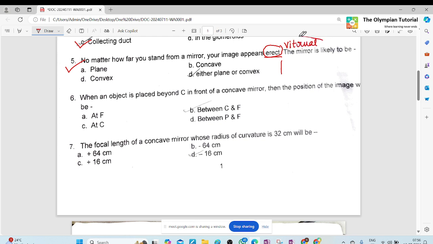These both terms are always interconnected. So, in which mirror will you always get an erect image? Ma'am, plane or convex. Plane and convex. Plane mirror, which we have at our home, and convex we use in back mirrors, rear view mirrors. In vehicles, the rear view mirror is convex.